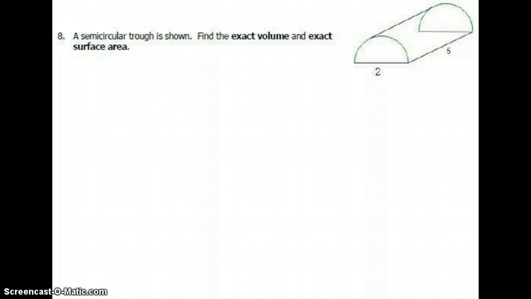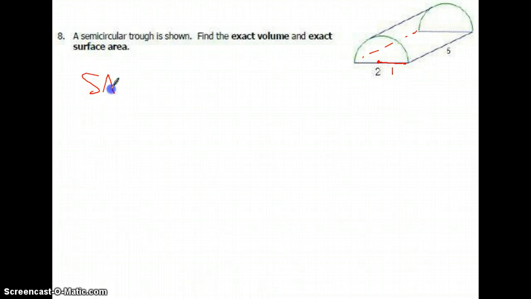Anyway, semicircular trough. Looks like it's upside down. No big deal. They didn't really connect this. I don't know if this helps you imagine what the thing looks like, but it's like half of a cylinder. It's been chopped in half the long way. Find the exact volume and exact surface area. Well, the radius here would then have to be 1.